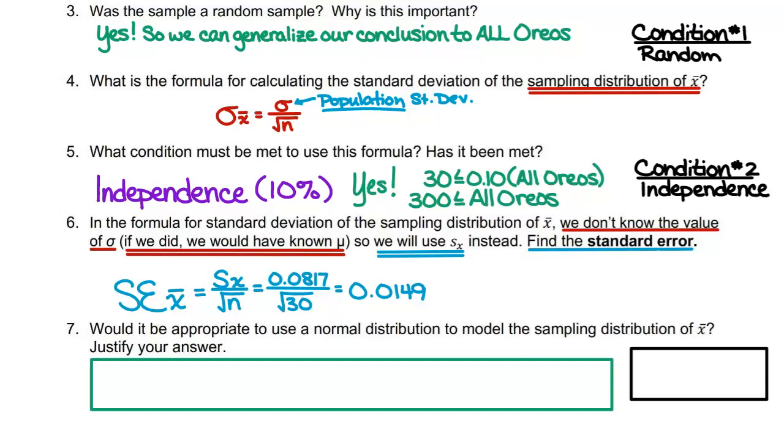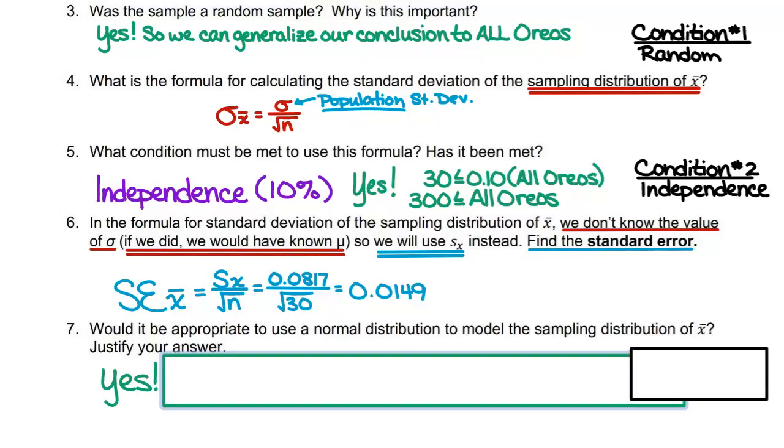So we've met condition number 1. We have a random sample of all Oreos. Means we're going to be able to generalize to all Oreos. We've met condition number 2, independence, our 10% condition. That means that we can use the formula for standard deviation, or in this case, standard error, because I don't know the standard deviation of the population. Would it be appropriate to use a normal distribution to model the sampling distribution of x bar? Yes. Now for the kicker. Why is it okay?